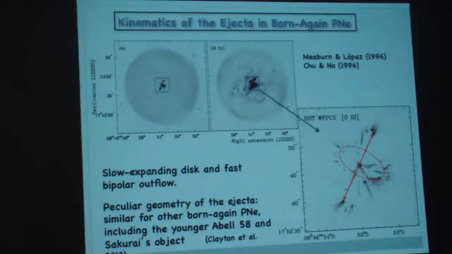Another interesting thing about these processes is that the kinematics implies that in most cases we have a wind-like equatorial feature with some bipolar outflows going at faster speeds. This is very typical for all Born-again planetary nebulae, for the Guerrero AB58, and it also seems to be the case for the Sagittarius object, where you see some evidence for a toroidal structure there.